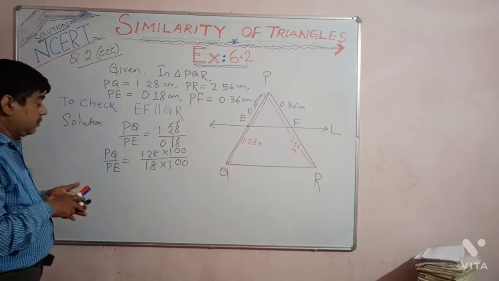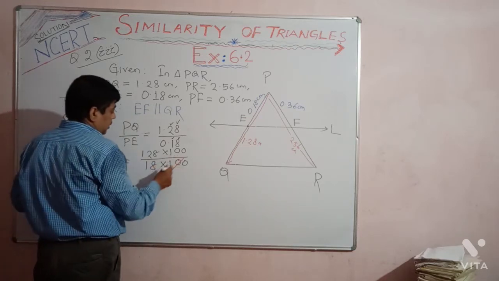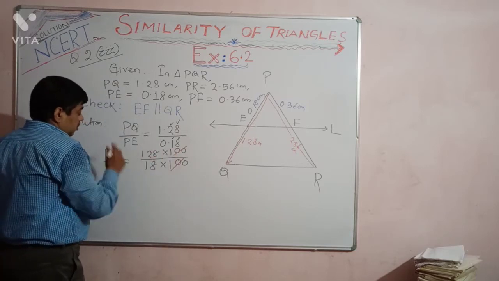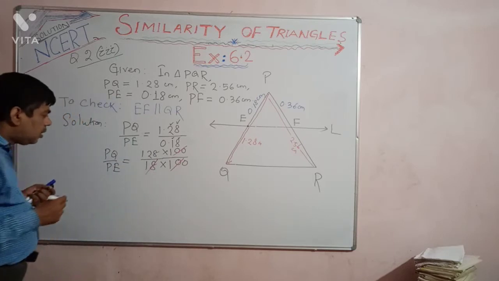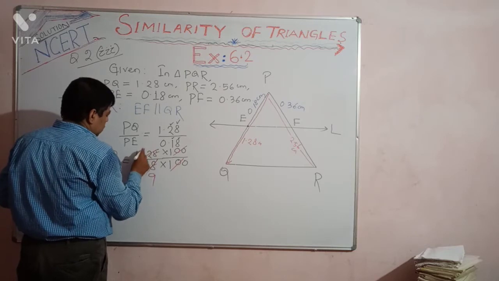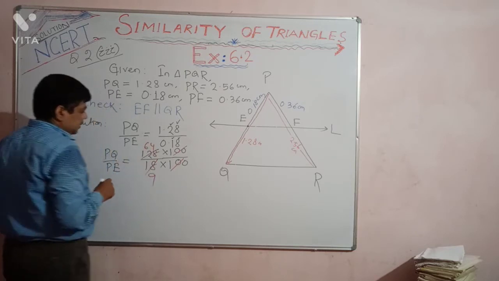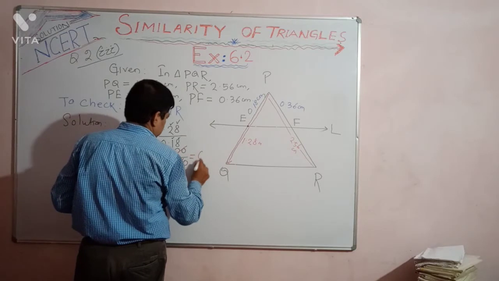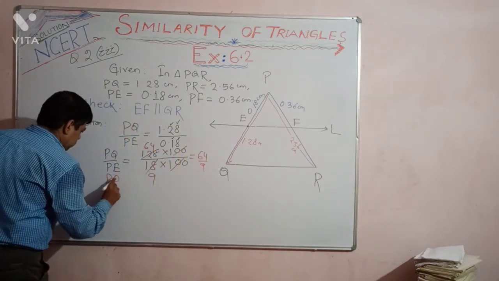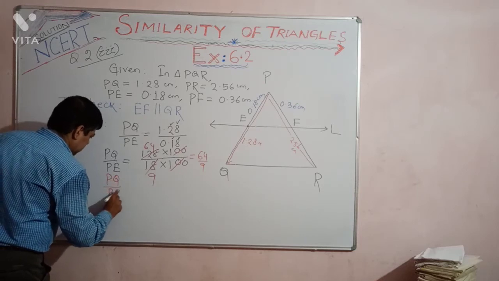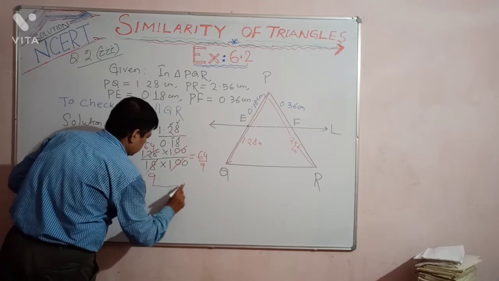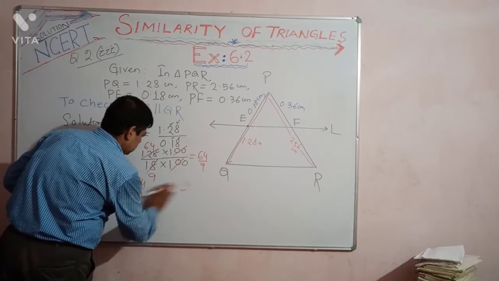Understand? And after that, you will cancel this, 100 will be cancelled. After that, you see now, you can cancel: 2 9s are 18 and 2 6s are 12, 2 4s are 8, that is equal to 64 upon 9. You see now, so PQ upon PE is equal to 64 upon 9. Is it clear? This is the point number 1. Point 1 we got.